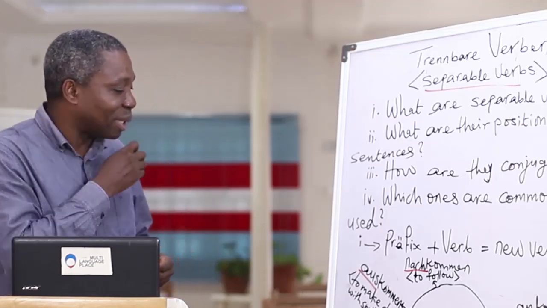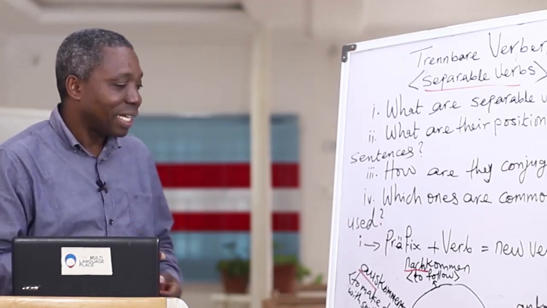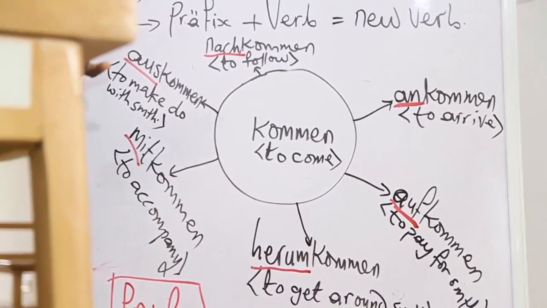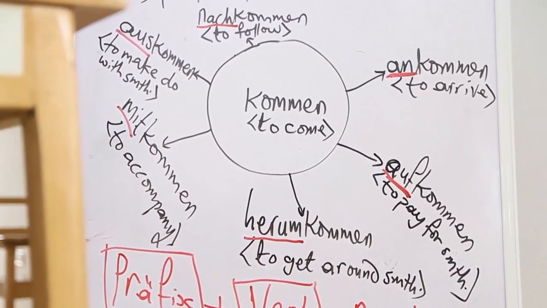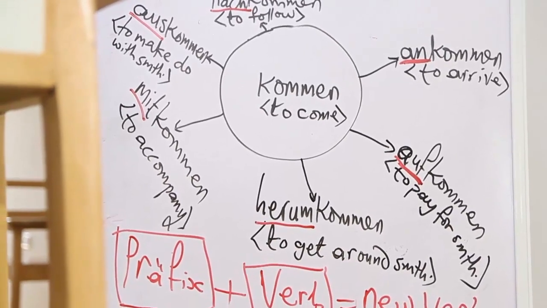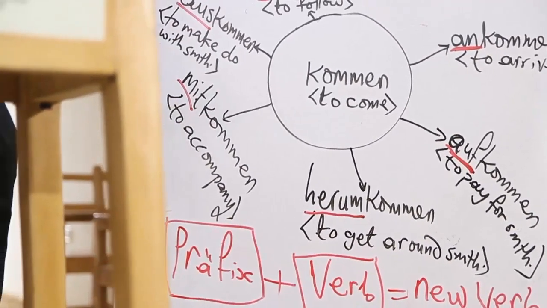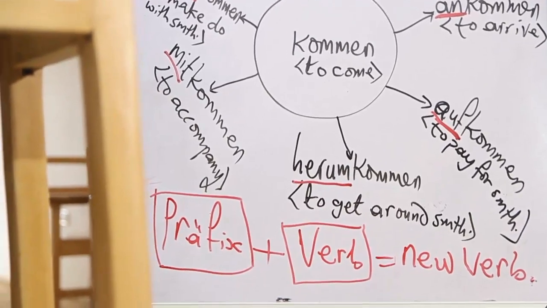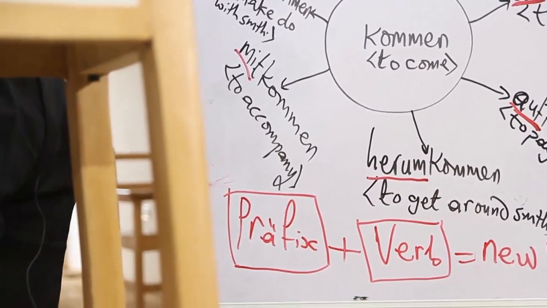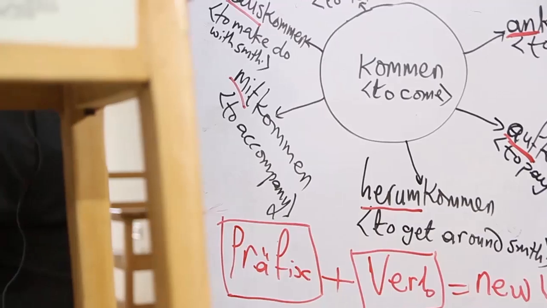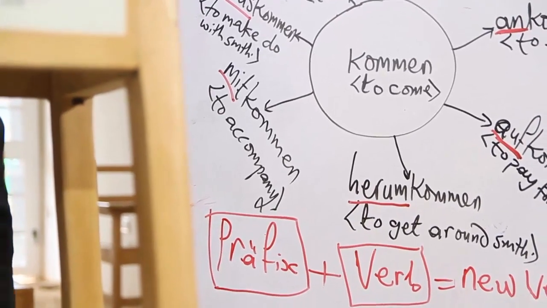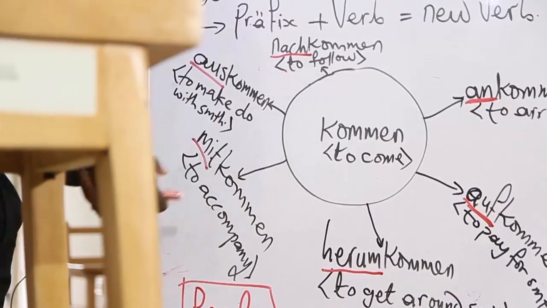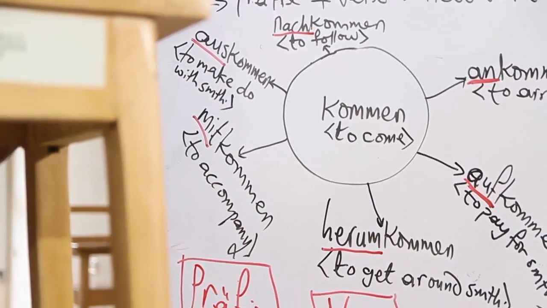You are going to pronounce the new verbs with me now. The first one is ankommen. Second one, aufkommen. Next one, herumkommen. And then the next one, mitkommen. And then auskommen. And the last one here, nachkommen.